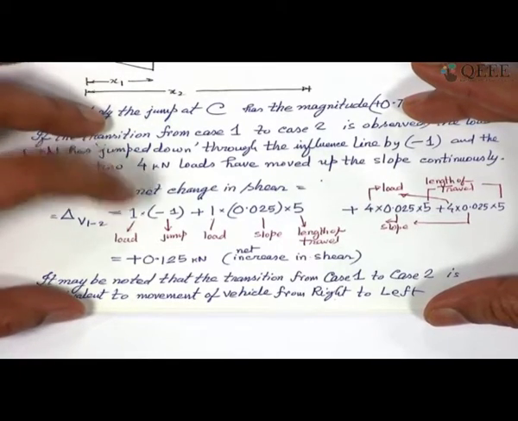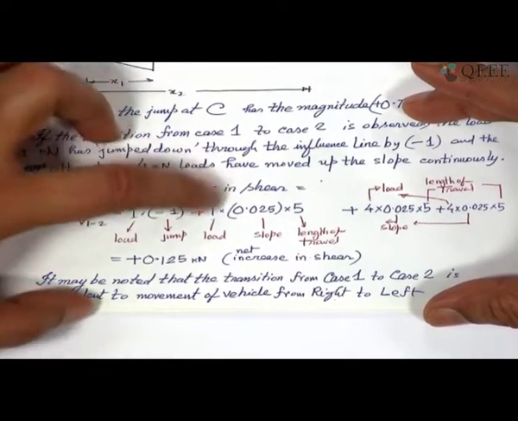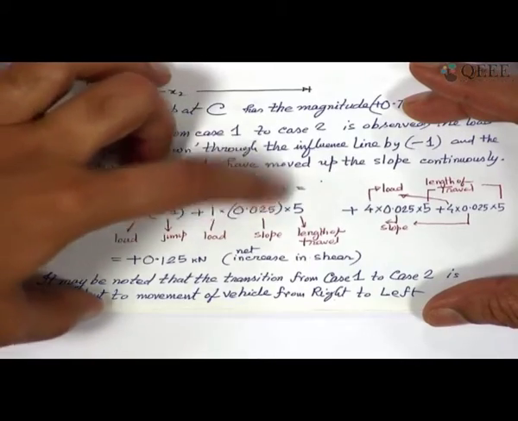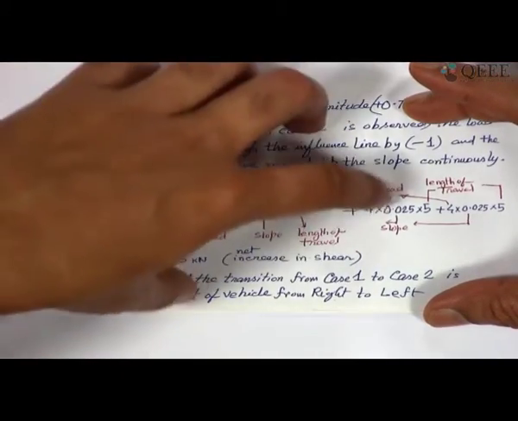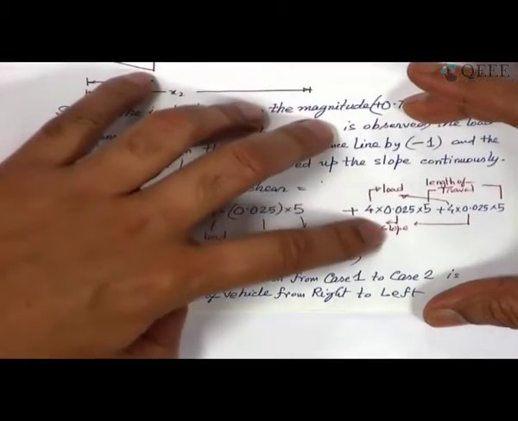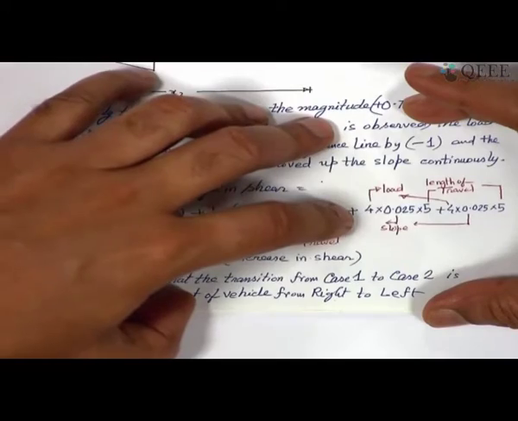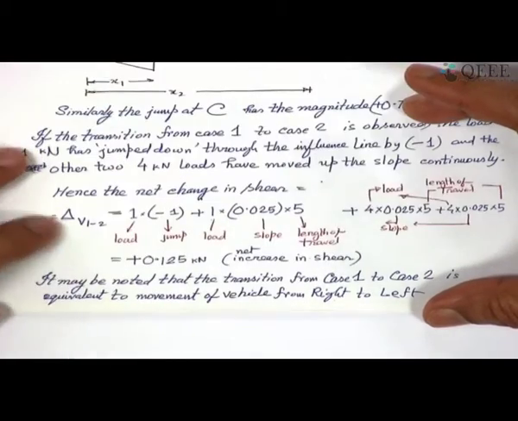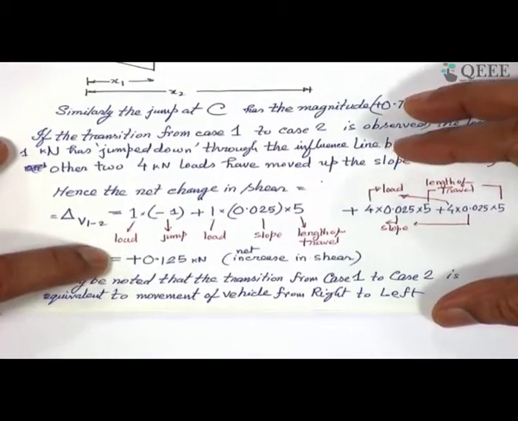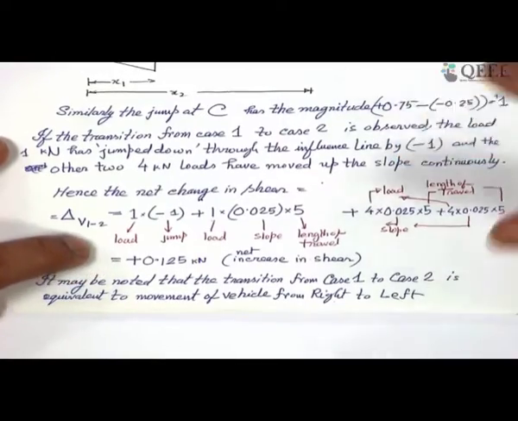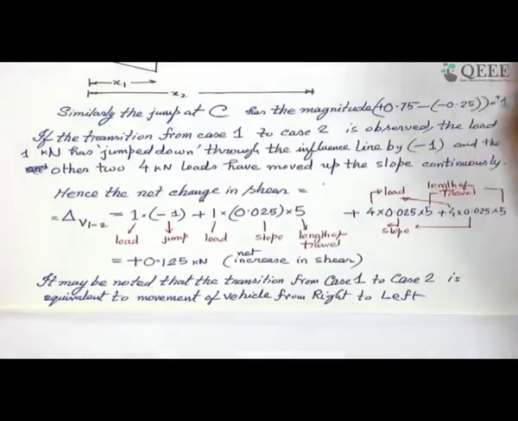You can say that this is the load, this is the jump, this is the load, this is the movement slope, as well as the length of travel, and this is the change in the slope. It is a positive change for the loads from right to left, and these two are the loads themselves. So, this is contributing 0.125 kilonewton positively.